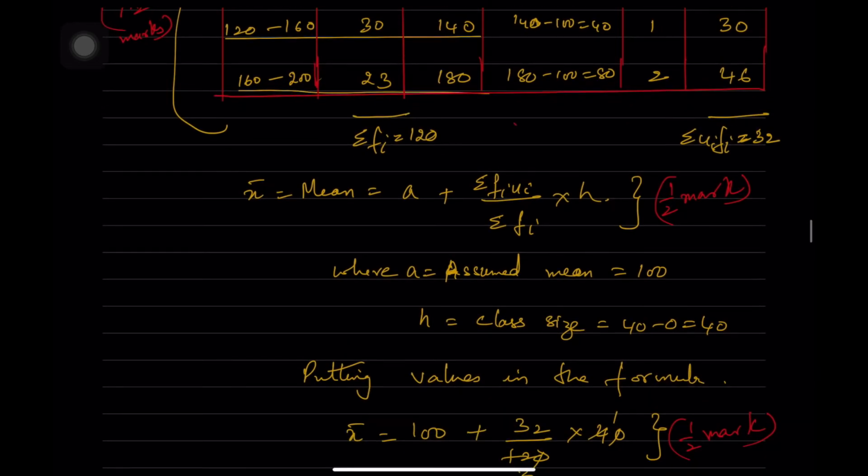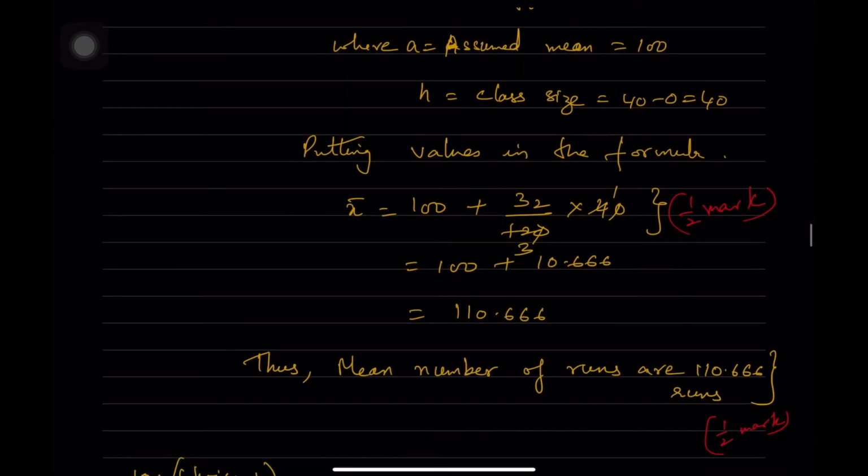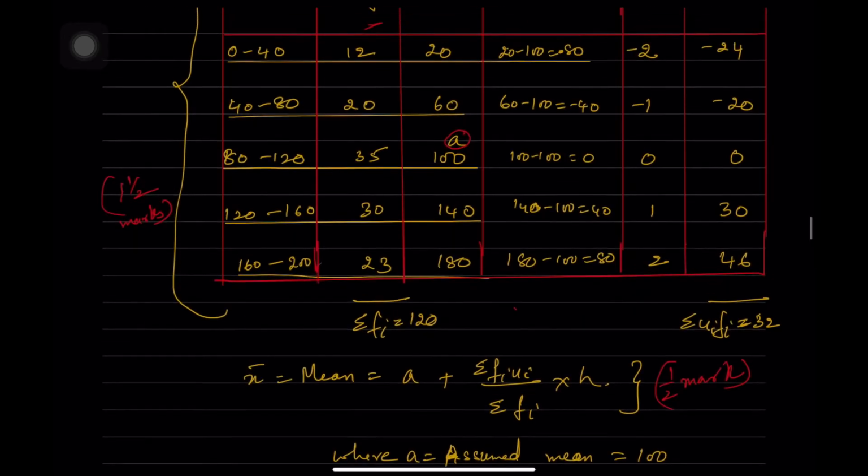So now x bar is equal to mean, which is equal to a plus sigma fi ui divided by sigma fi into h, where a is equal to assumed mean, which is equal to 100. H is class size, 40 minus 0, which is equal to 40. Putting values in the formula, x bar is equal to 100 plus 32 by 120 into 40, which is equal to 100 plus 10.6666, which is equal to 110.666. So thus the mean number of runs is 110.666 runs.